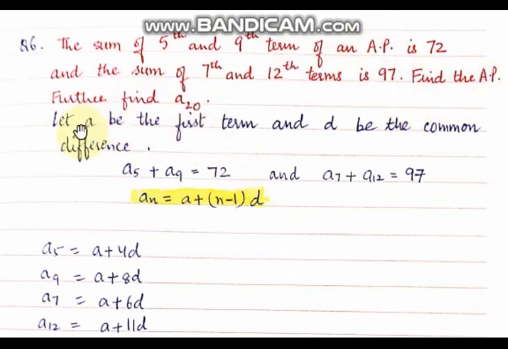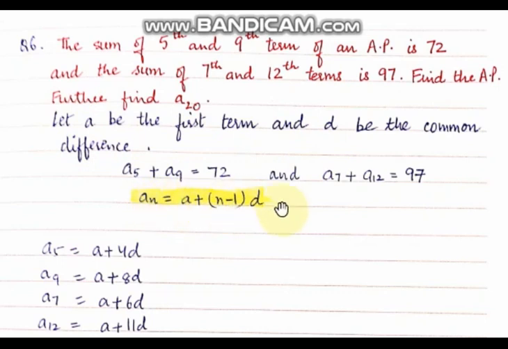Again, the first thing that we'll be doing is, all right, A is the first term, D is the common difference. This is our assumption, right? And whatever is written here, mathematically it means the 5th term, the 9th term, and a plus in between, because we're talking about the sum, which is 72. Similarly, the 7th term, A7, the 12th term, A12, and the sum is nothing but 97. We need to find the AP. We will find the AP once we know the values of A and D.